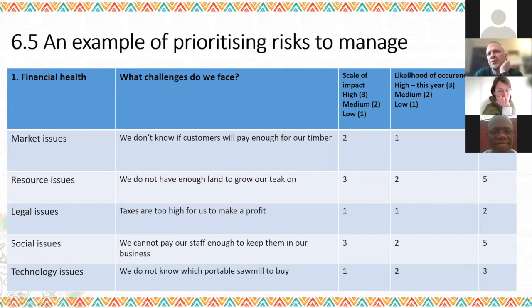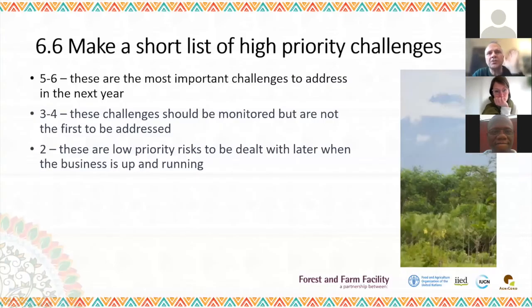Do you see what I mean? So you go through each of these and you try and think, what are the really big blockages and how likely are they to occur in the year ahead? How necessary is it that we fix them in this year, or can we leave them to later? And by doing that, you can make a short list of the red risks, those risks that are very important challenges that we address in this next year. And then anything that scores 3 to 4, well, these challenges we should remember, but they're not going to be the first things we try and deal with. And then anything that scores 2 or less, they're very low priority. We can deal with them later, or we can just live with them for the meantime. And I hope that makes sense.